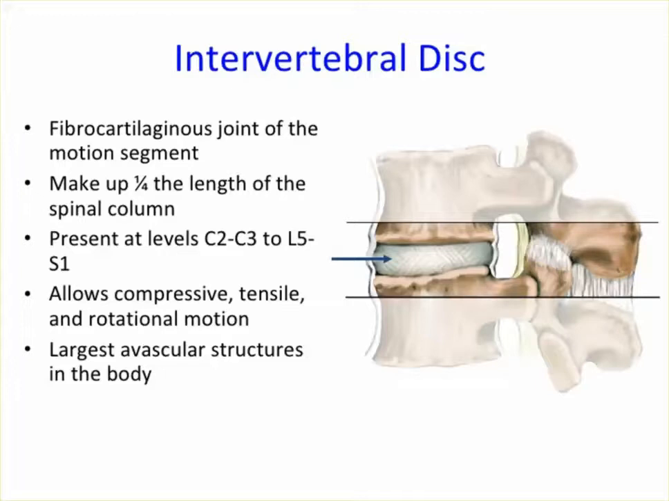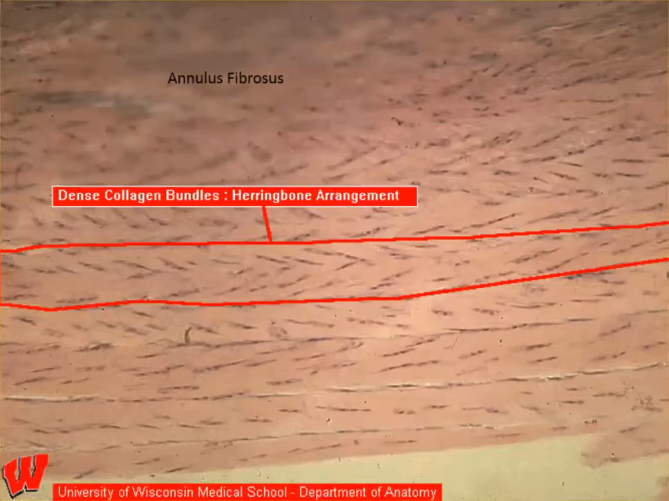So the discs make up about a quarter of the length of your spine. And personally, I think that's how people lose height as they get older. Does anybody disagree with me? I don't think it's through the bones. I think it's through the discs. That's why I've lost like an inch of height. I'm never going to eat chondroitin sulfate ever.